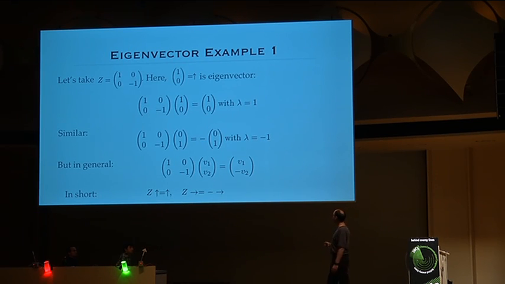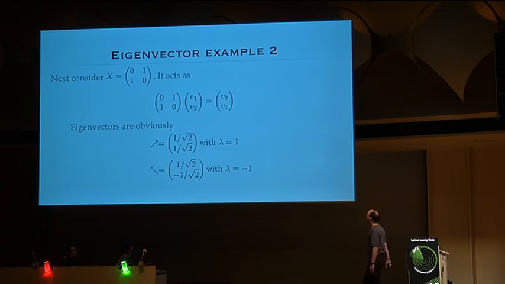But if I have a general vector, then I get v1 minus v2, and unless one of them is 0, they don't have a common multiplier, right? Everybody got that? Okay. In short, Z applied to up is up, and Z applied to right is minus right.